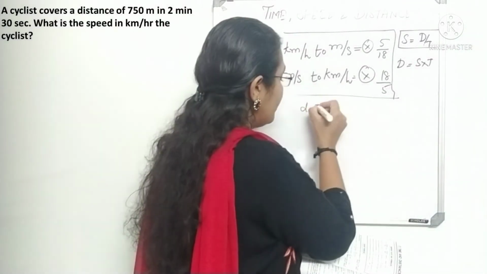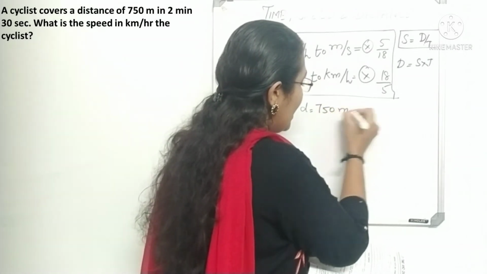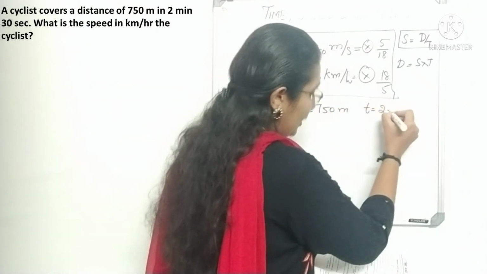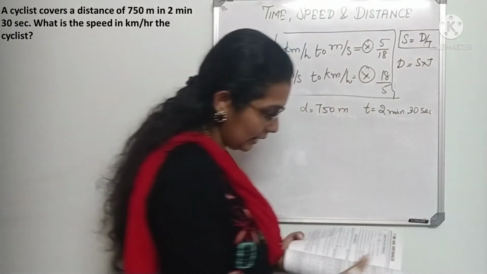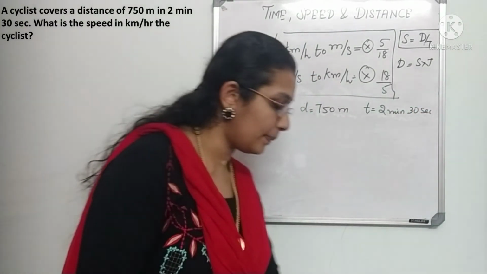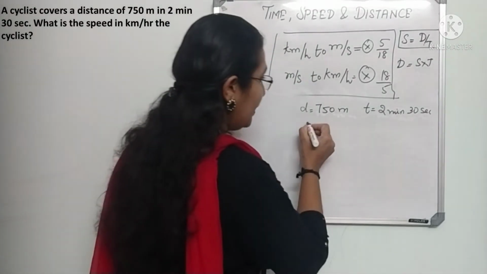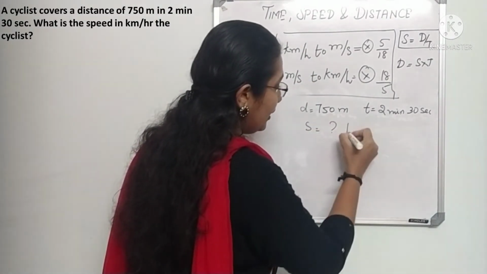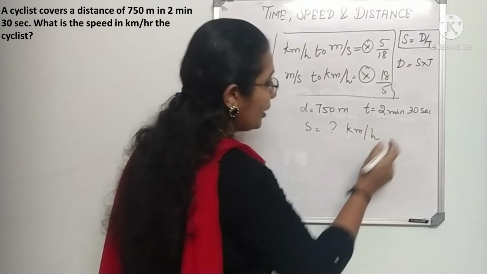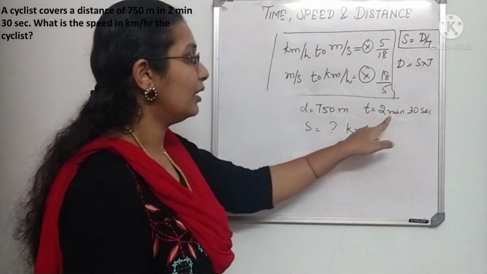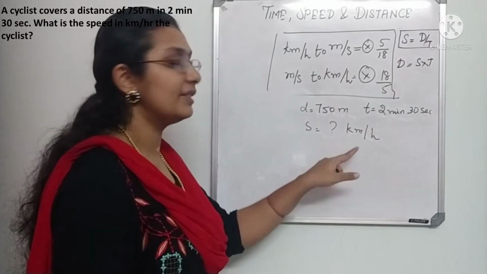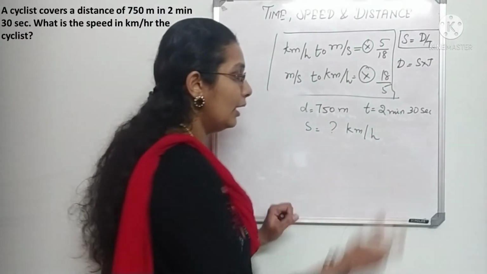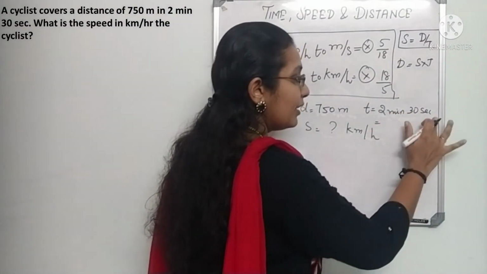Next question. A cyclist covers a distance of 750 meter in 2 minutes 30 seconds. So distance is equal to 750 meter. And time is equal to 2 minutes 30 seconds. What is the speed in kilometer per hour of the cyclist? So speed is equal to what in kilometer per hour they are asking. Okay. So first we will convert this to seconds. Because we need meter per second so that you can easily convert it to kilometer per hour.